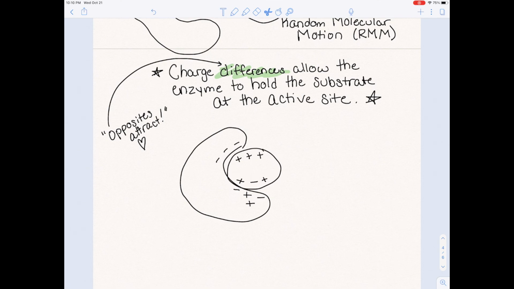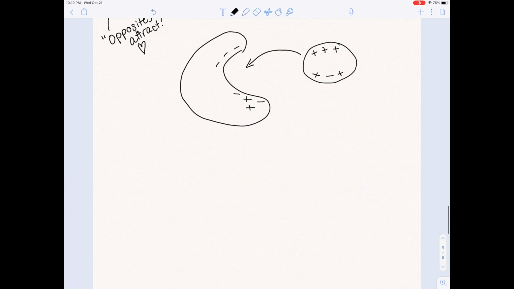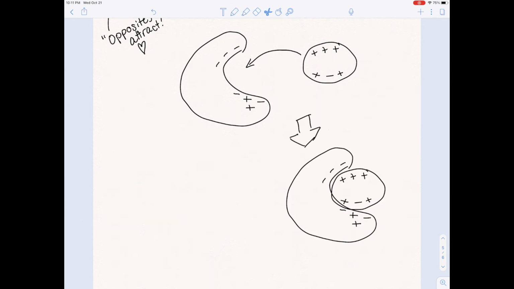And I know you guys can't animate it like I just did, so what you can do is just draw that arrow in. And the result that we get is this substrate stuck in this enzyme with the opposite charges attracting. So now that enzyme in the active site is able to hold on to that substrate. And because the charges are so strong and that enzyme really wants to be connected to the opposite charges of the substrate, we can say that the charge differences allow for induced fit to take place.